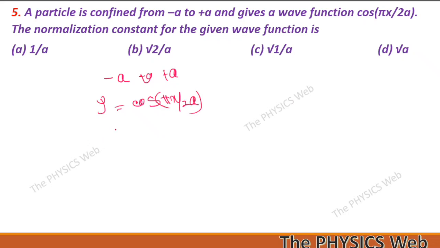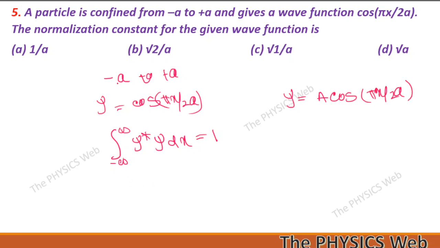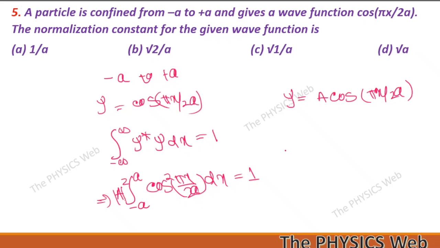You have to use the normalization condition, that is, the integral from minus infinity to infinity of psi star psi dx equals 1. Okay, so let A be the normalization constant, so psi equals A cos(pi x by 2a). As the box length is from minus a to a, the wave function will be defined from minus a to a. So the condition will be the integral from minus a to a of mod A square cos square(pi x by 2a) dx equals 1. So you can easily calculate this integral.